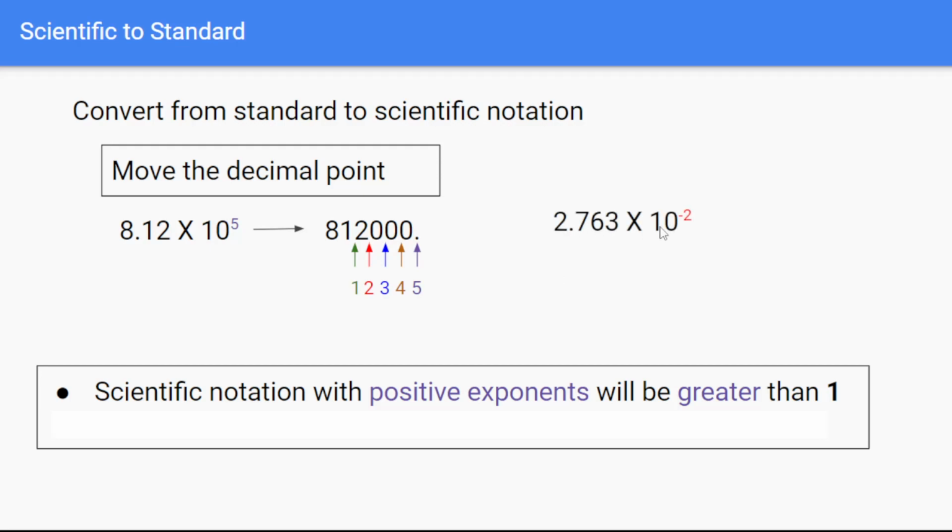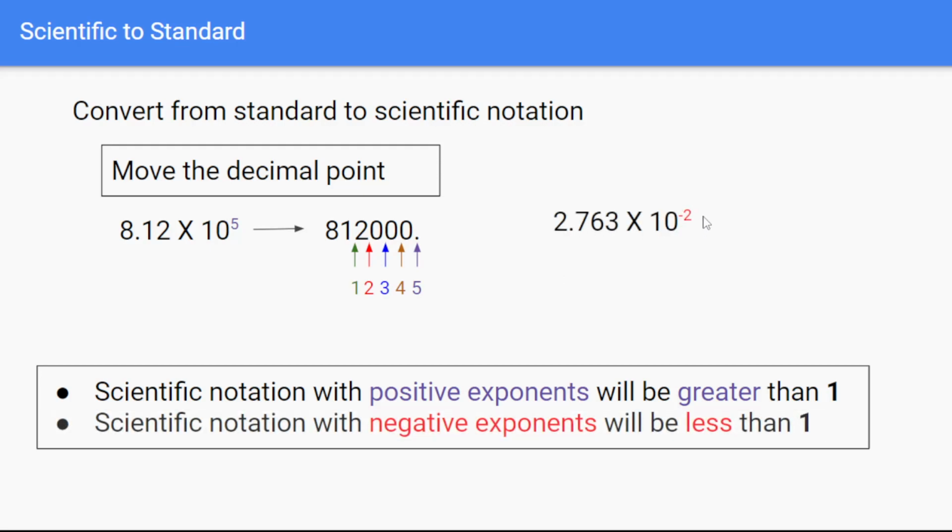But if you have a number with a negative exponent, remember your standard notation has to be less than 1. It needs to be less than 1. So which direction will we move the decimal? We need to move the decimal left, so our number will be less than 1. Since we have a negative 2, we're going to move it 1, 2 spots.